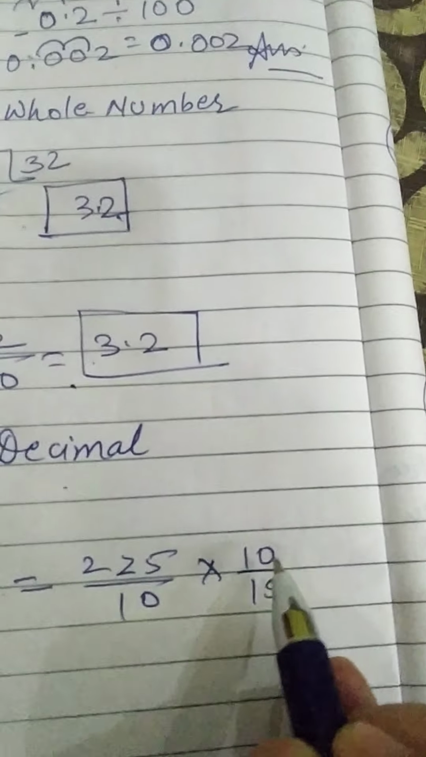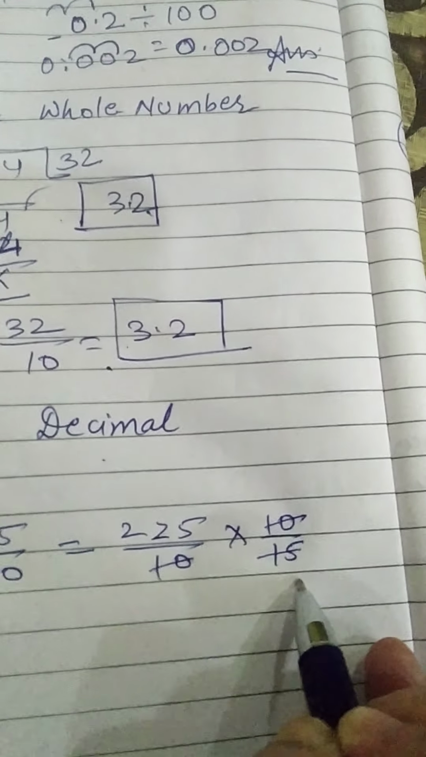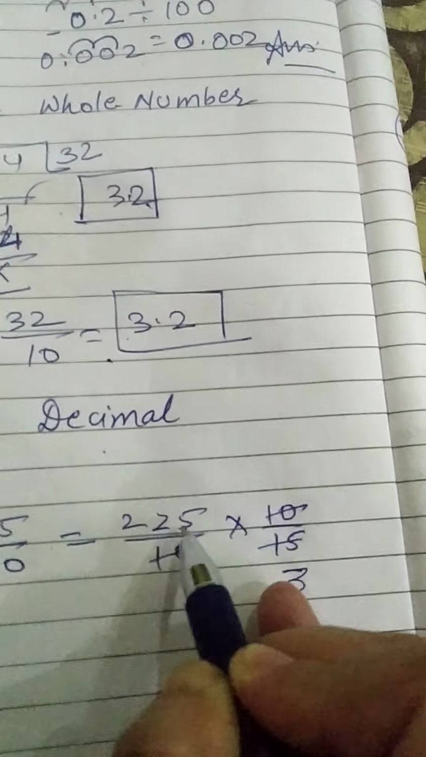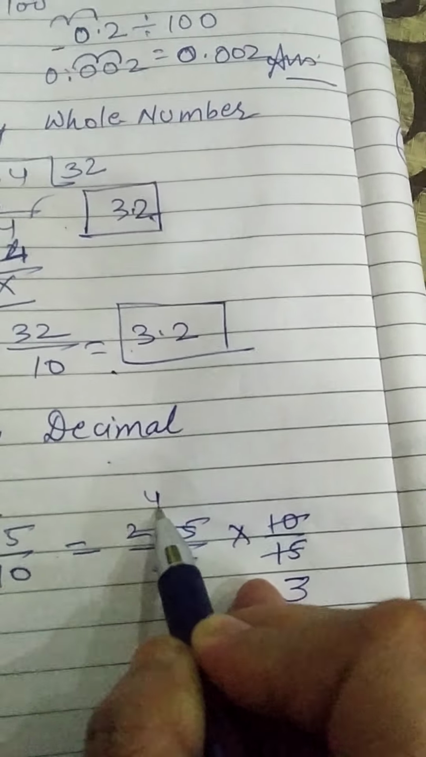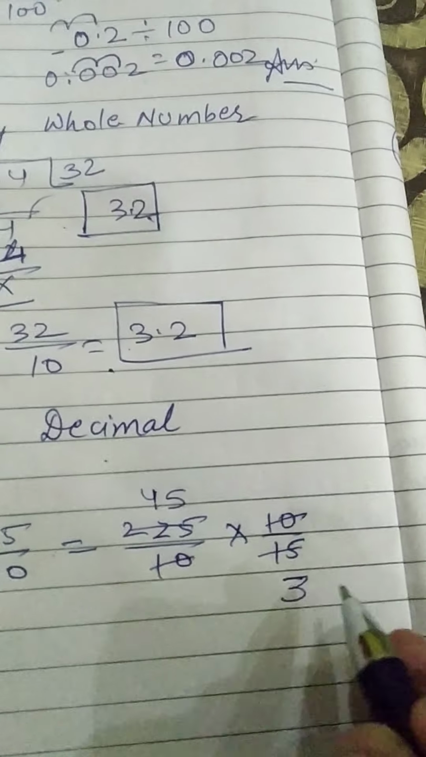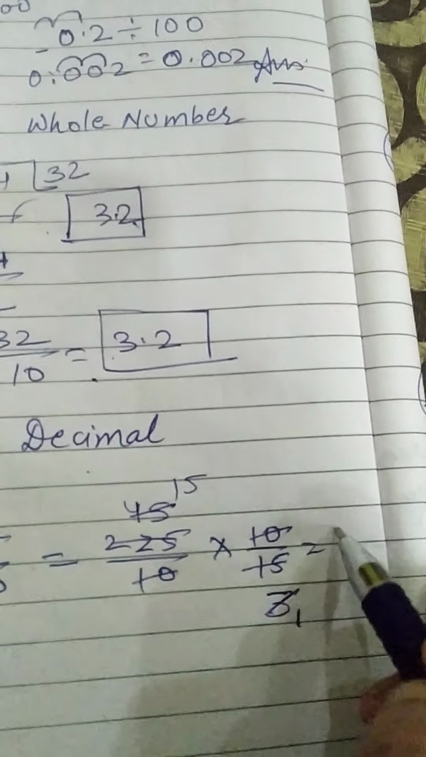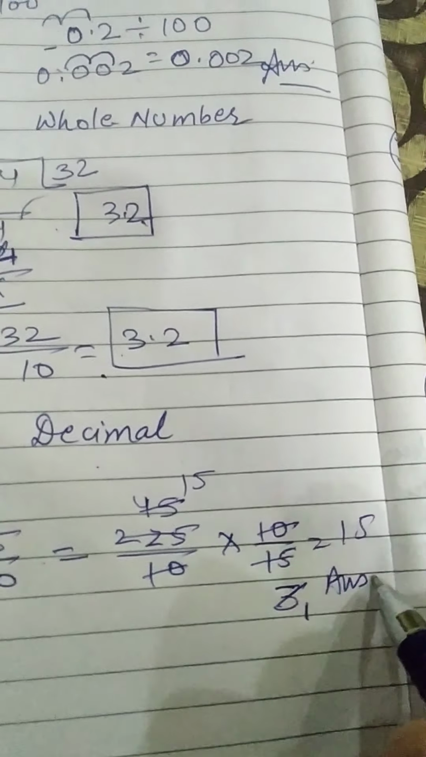So here you can cut: 10 will be cut by 10, and 15 will be cut by 5. 5 3s are 15, 5 4s are 20, 2 25, 5 5s are 25. Again I can cut, 3 1s are 3, 3 15s are 45, so the answer will be 15.